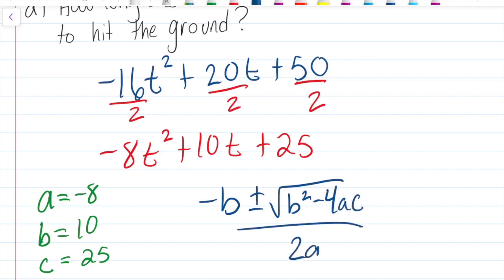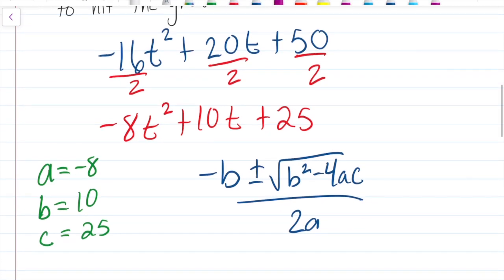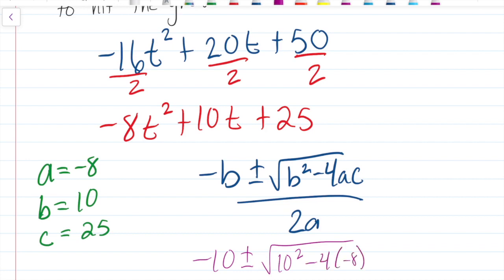And all you have to do now is plug in. All you got to do is plug it in. So let's go ahead and start doing that. Well, -b, that would just be -10. -10 plus or minus the square root of b squared, that's just going to be 10 squared, minus 4, a is -8, and c is 25. And let's just start doing the math.